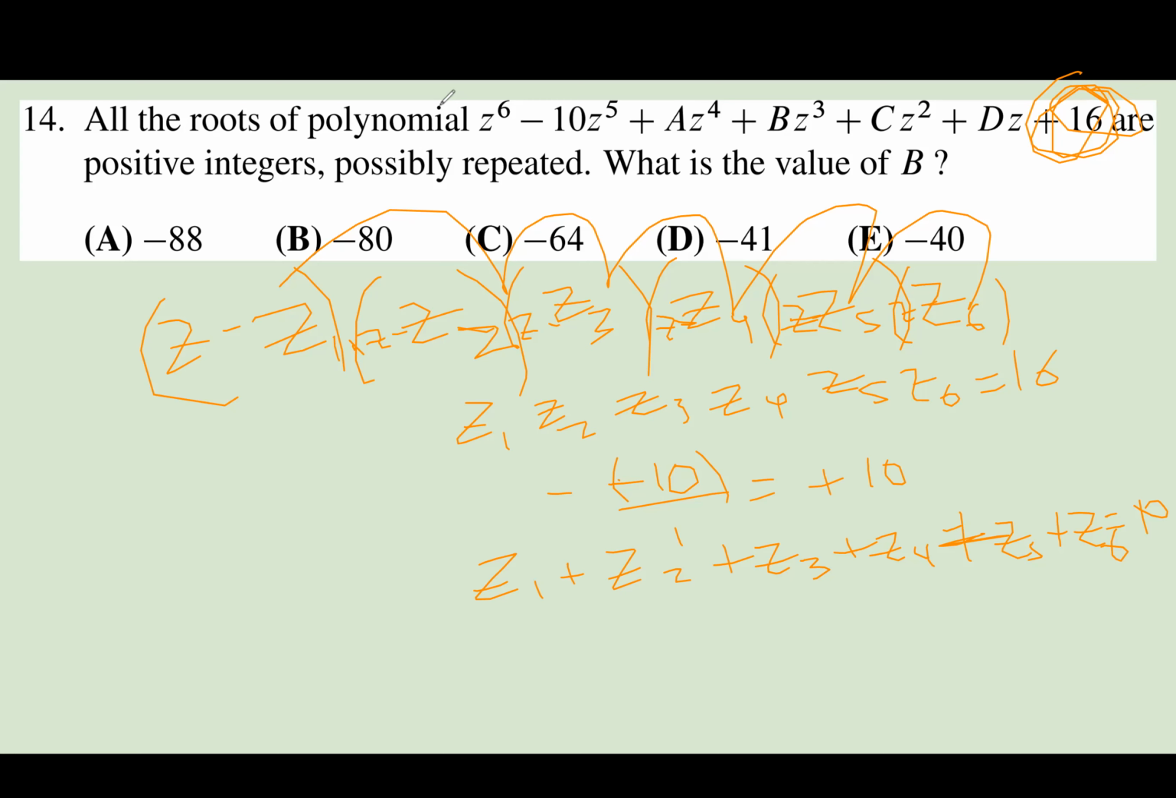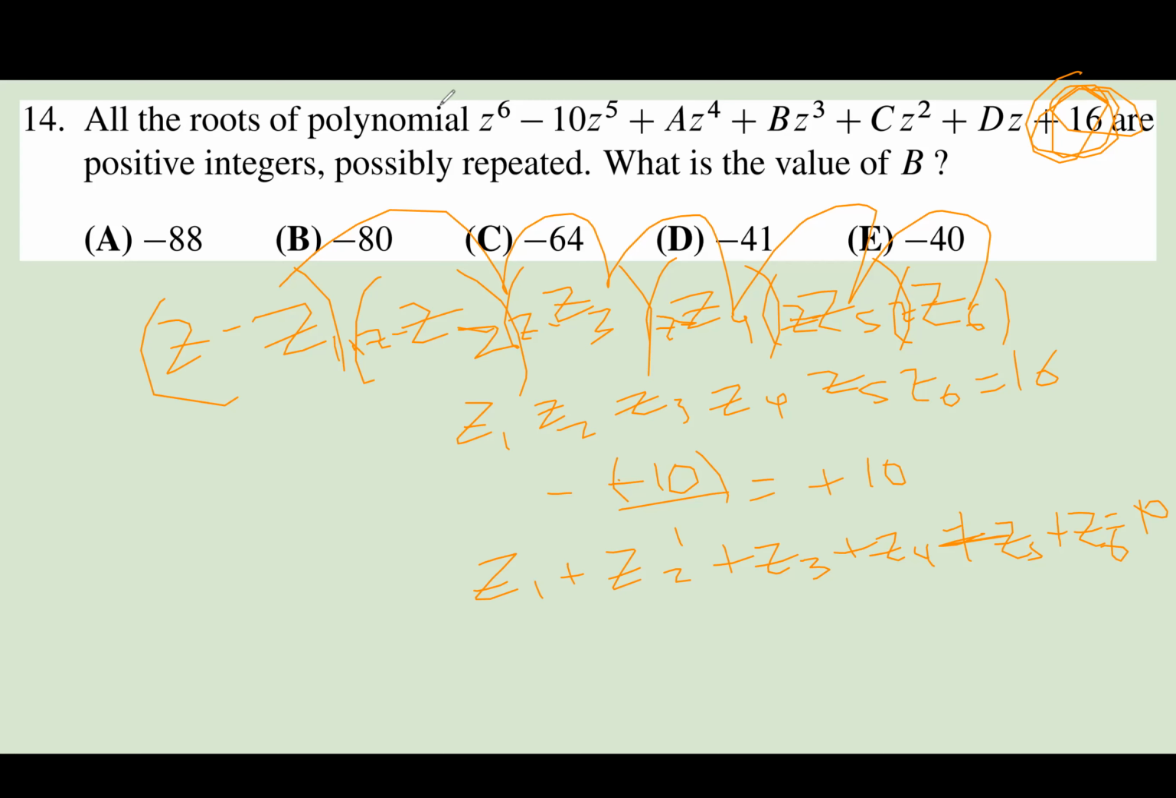Well, what numbers, if you add them together, you're going to get 10, and if you multiply, you're going to get 16. Well, they need to be pretty small if there's 6 of them that are adding up to 10, right? They couldn't even all be 2s. That would add up to 12. So it's either 2s or 1s, right?